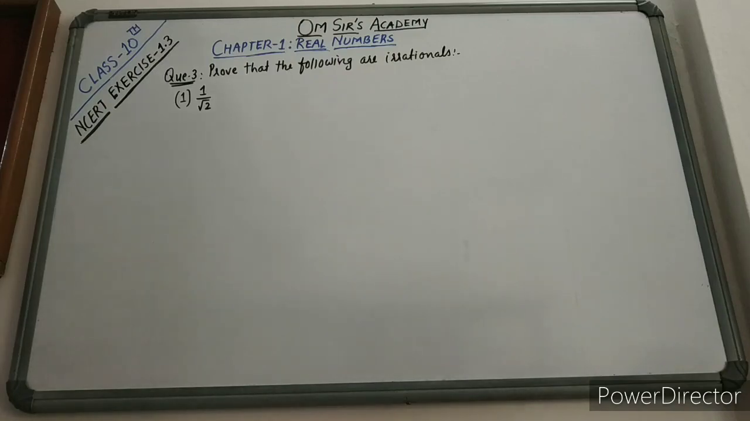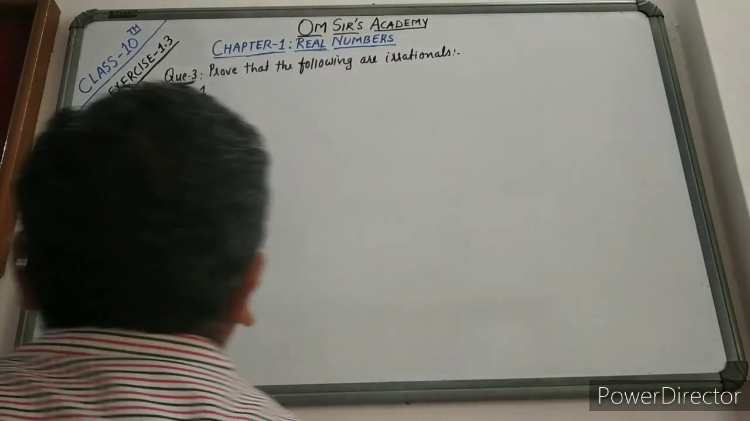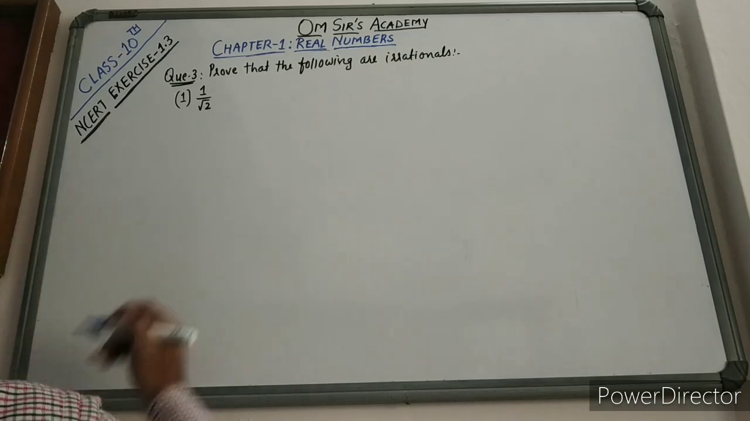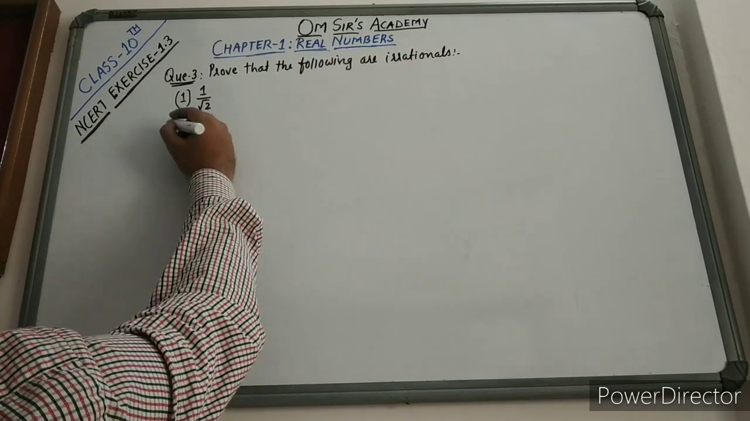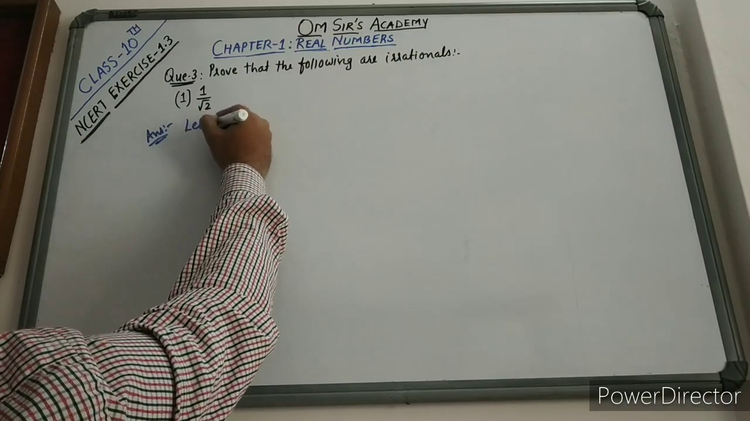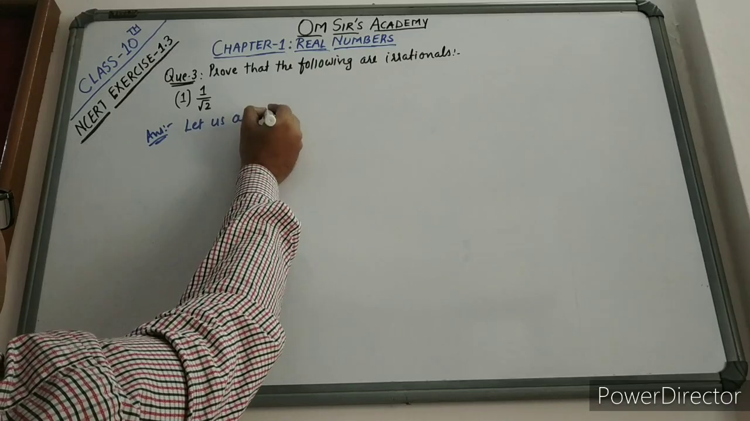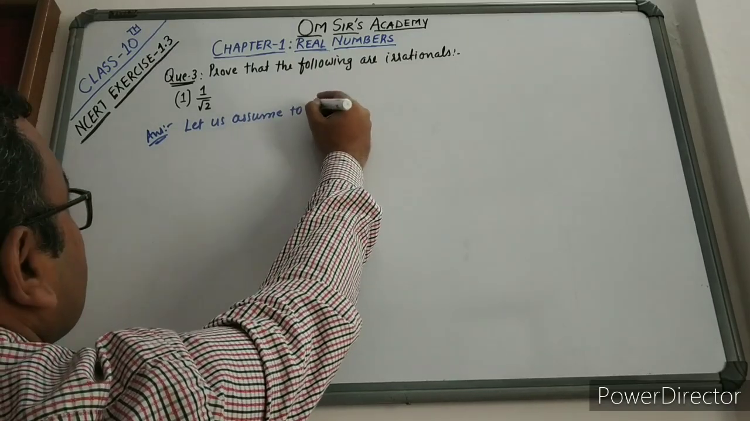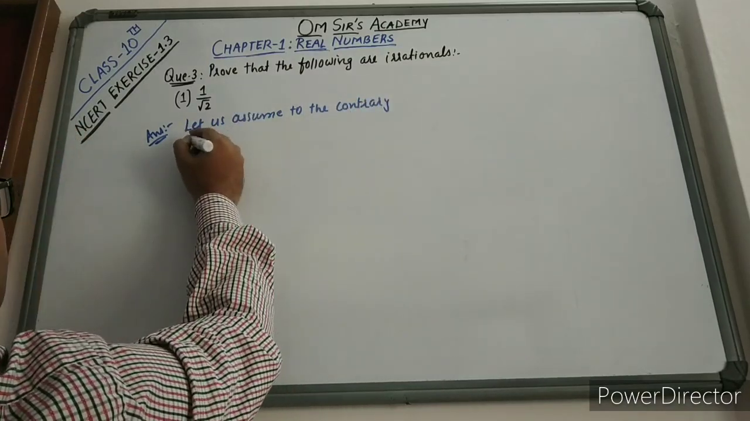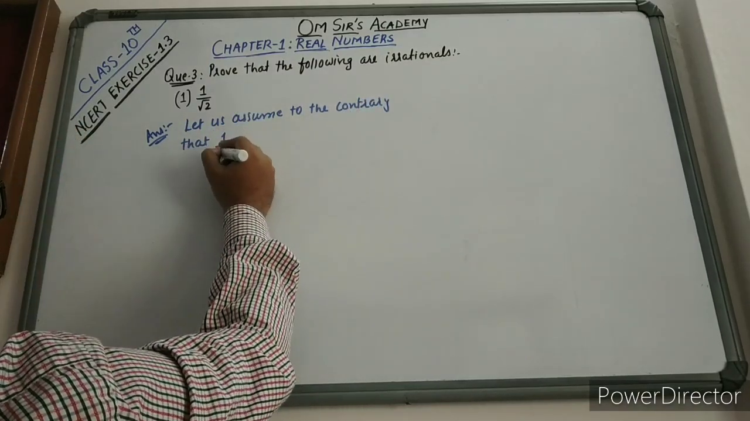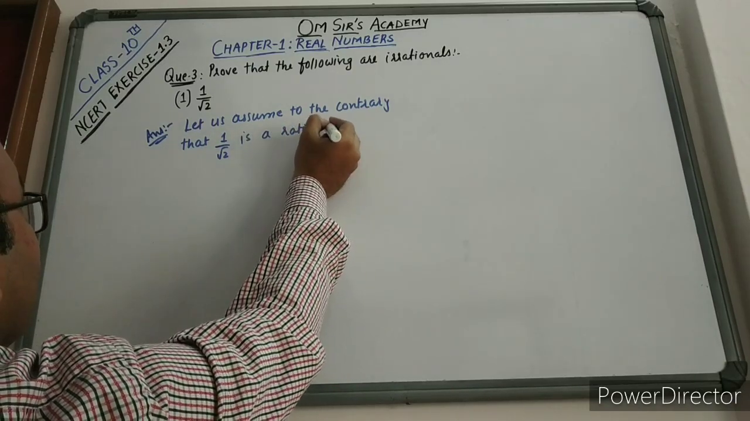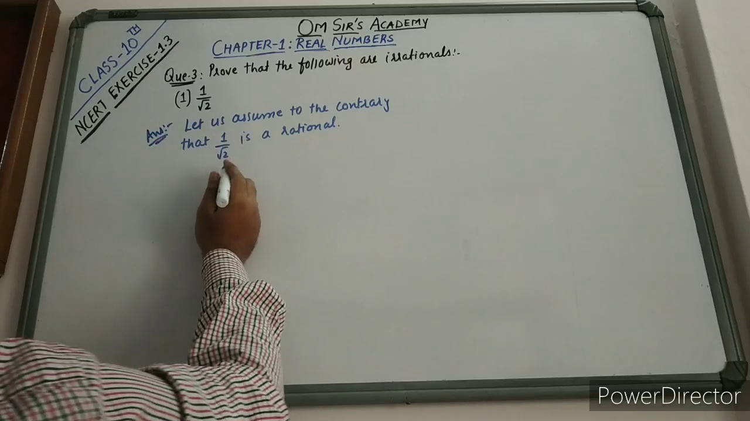So friends, next question is question 3. Prove that the following are irrationals. The first one is 1 upon √2. Okay, so the answer to this will be: let us assume to the contrary that 1 upon √2 is a rational. Okay, so let us assume the opposite, that it is a rational.